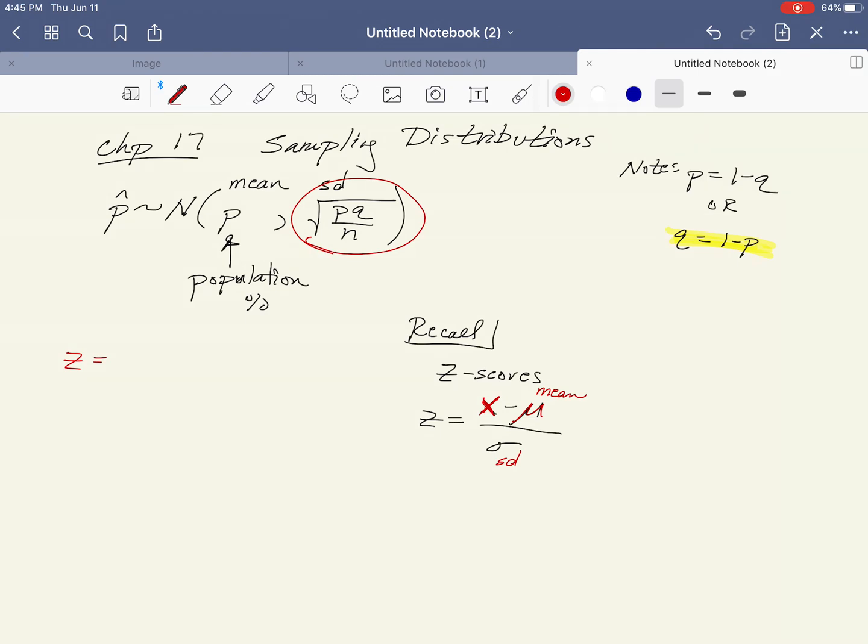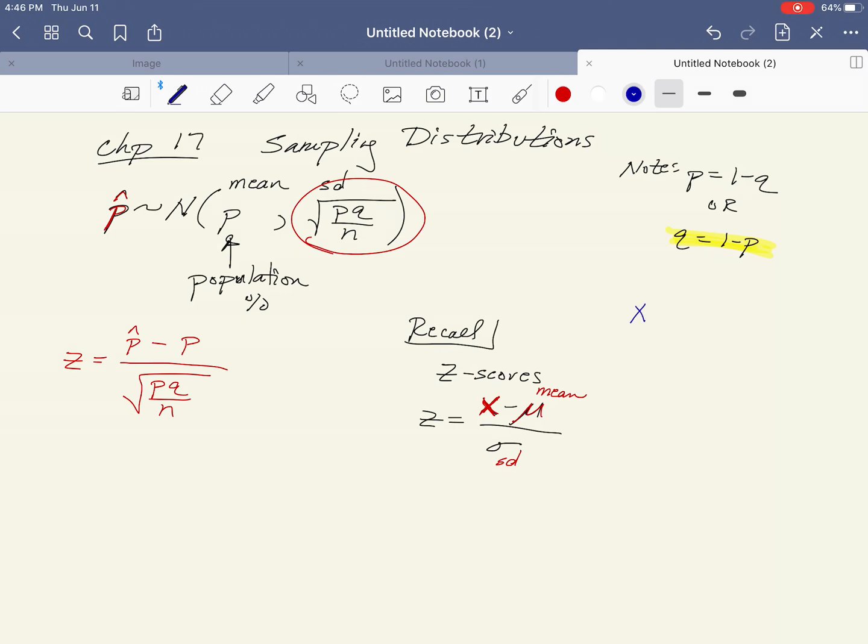But if you would like to normalize first and then use technology, what you would do is you would take your value, x, of course here actually the value that we're approximating is p-hat, so I'm going to put p-hat here, right? Subtract the mean, which is p, over the standard deviation, which is the square root of p times q over n.